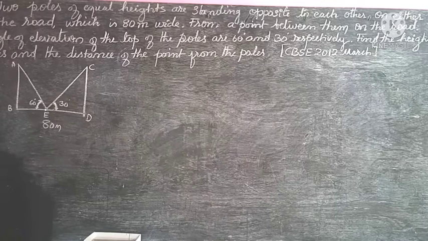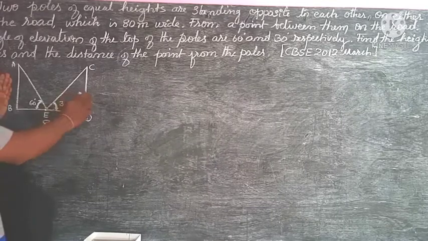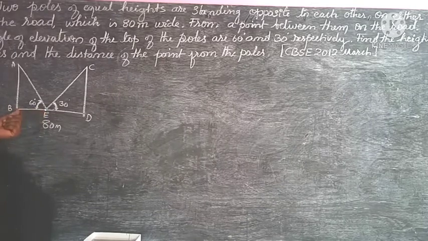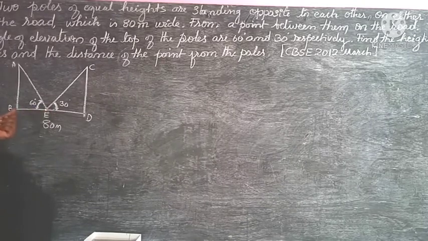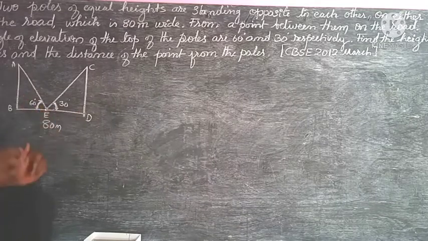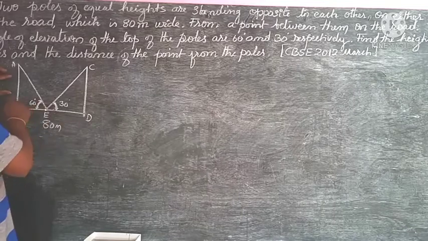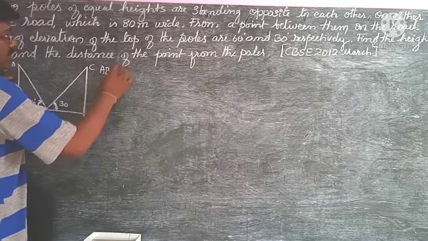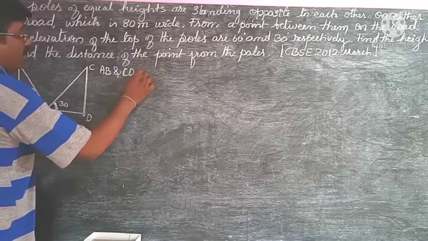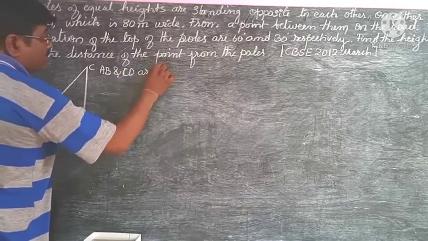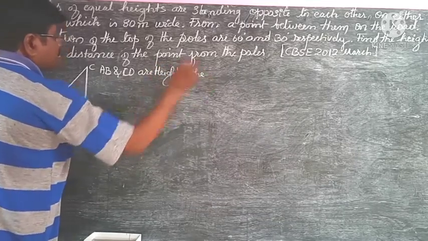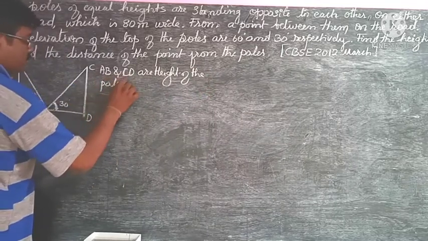Then what can you find? You can find the height of the poles and the distance of the point from the poles, how much the point is away from these poles. Here AB and CD are the heights of the poles.